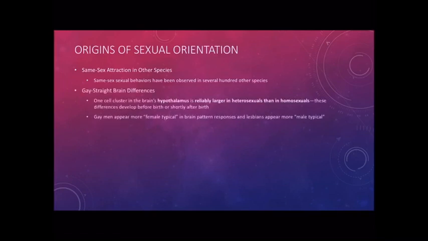When it comes to brain differences, this is crucial. There's one cell cluster in the hypothalamus that is larger in heterosexuals and smaller in homosexuals. And we actually start to see these differences developing before birth or shortly after birth. So again, this is a genetic link to sexual orientation, not an environmental one. This speaks to the idea that sexual orientation is determined before a child is even born, or certainly before they develop to be very old at all.